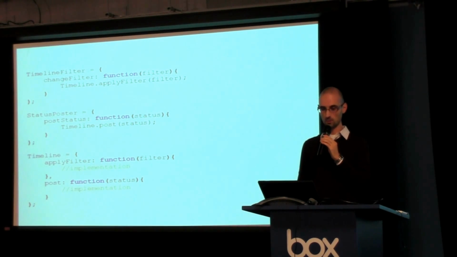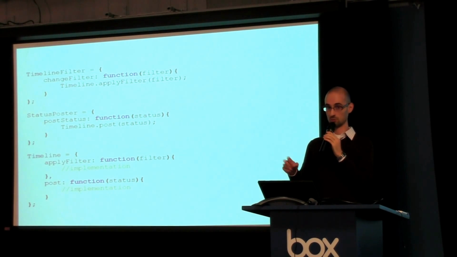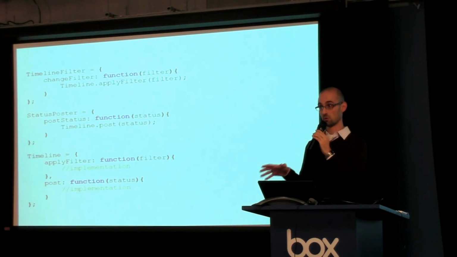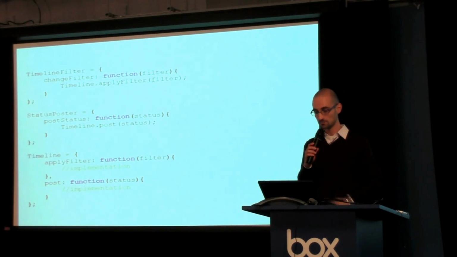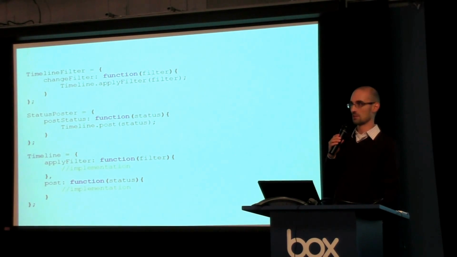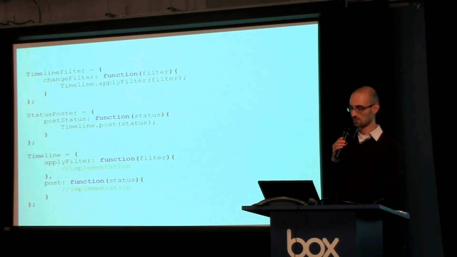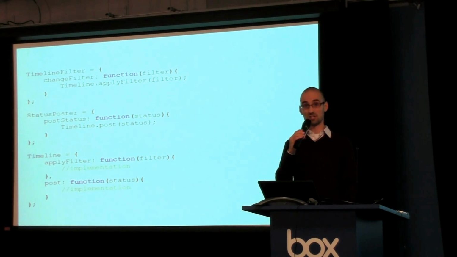Well, this is probably what it would look like if you just took a first pass at the sort of old school JavaScript object way of doing things. You'd have your timeline filter, so that would be the stuff on the right, that says, hey, I'm filtering the timeline based on this criteria. And so you'd say change filter, and then you'd pass in some sort of filter, and then you'd say timeline, apply that filter. A very logical way to construct things. We have the status poster, so that's the thing at the top that allows you to post your status.